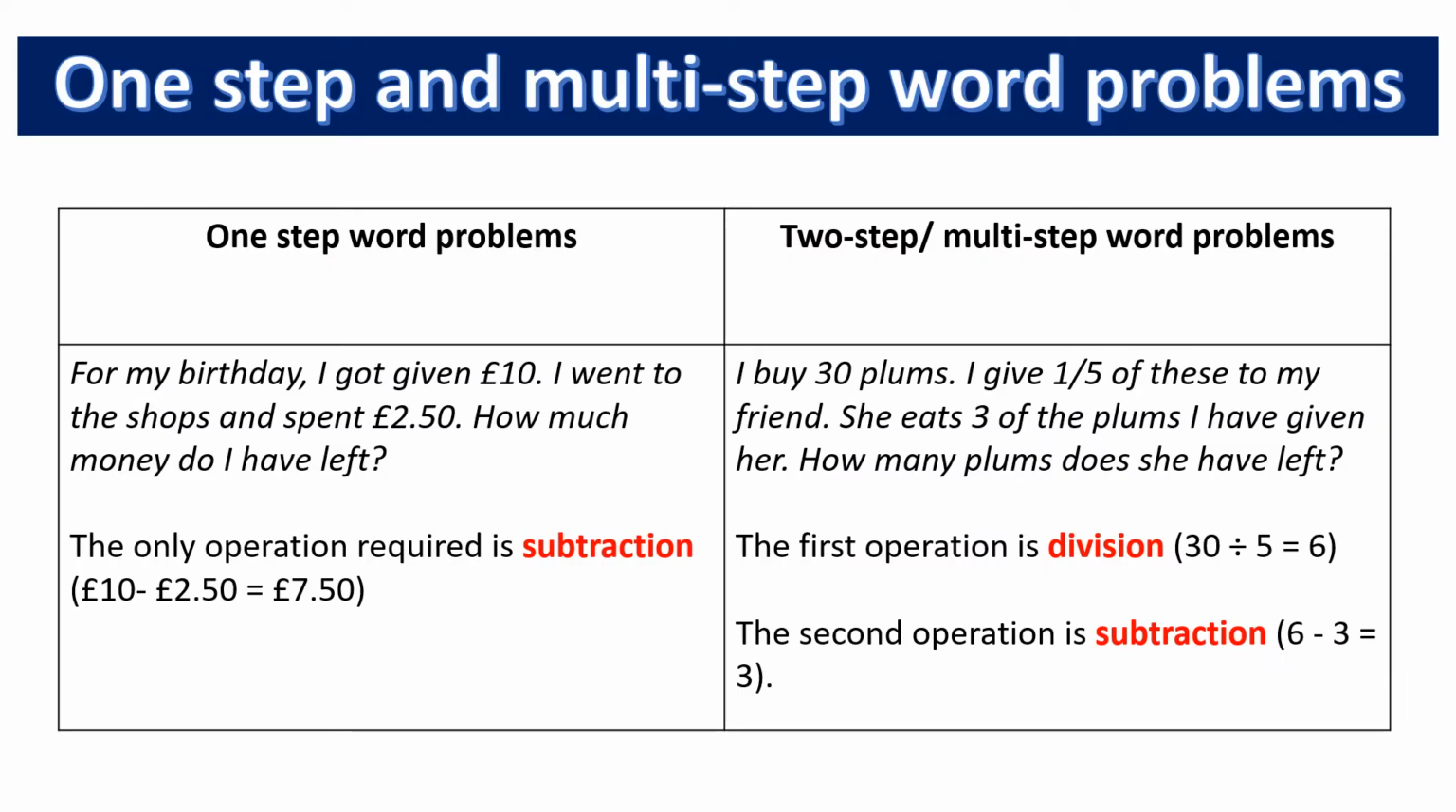You're going to come across a range of word problems this week. One-step problems require one operation to solve the problem. Two-step and multi-step problems require more than one operation to find an answer. Often you will have to use the answer to the first step, using one operation to work out the rest of the problem. Have a look at the examples on the screen now.